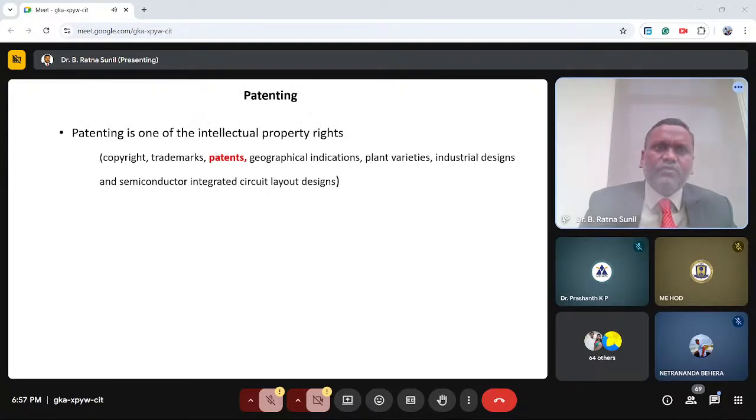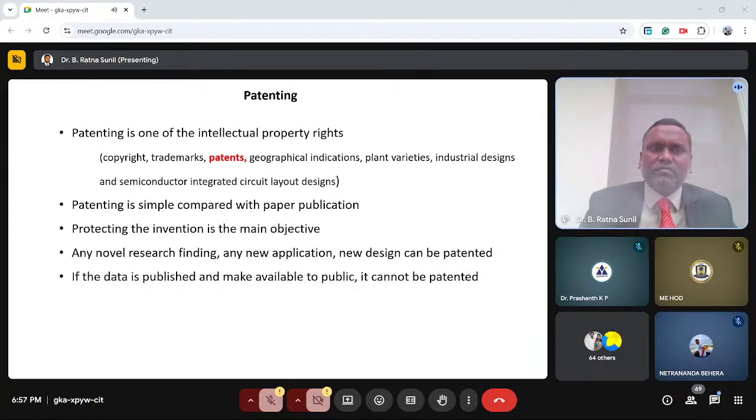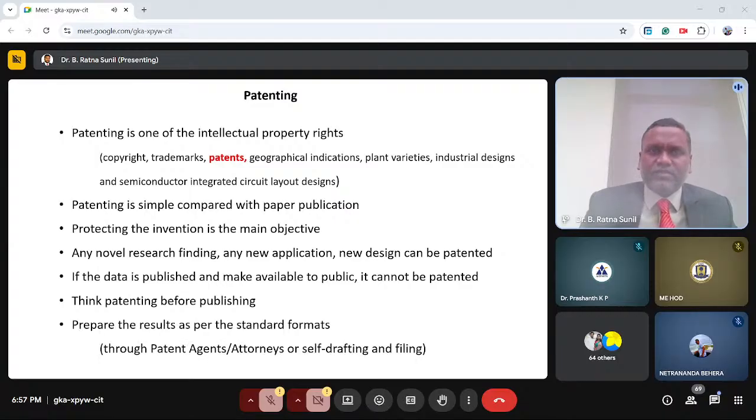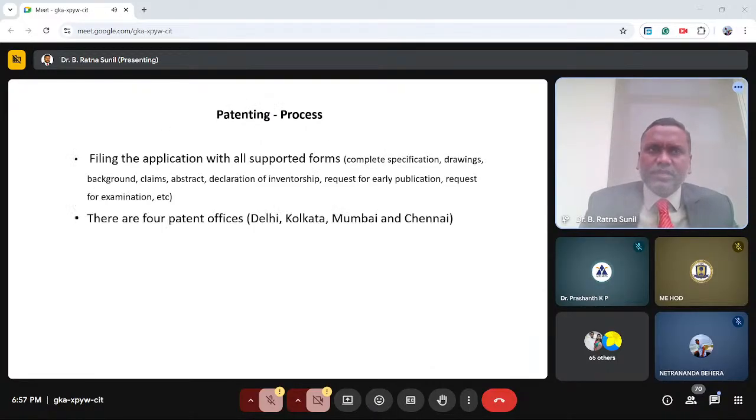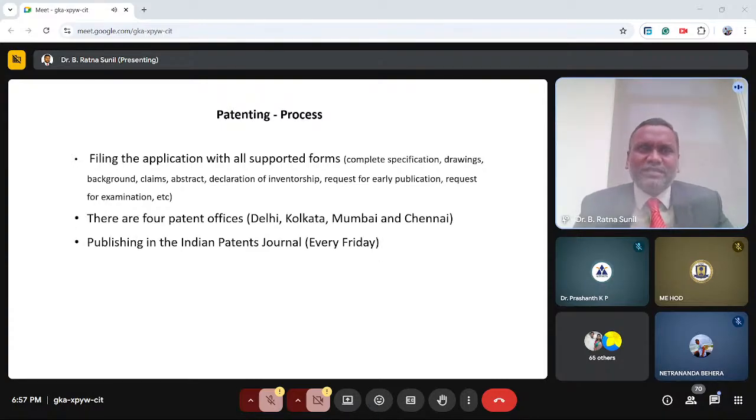So when we are doing research work, how do you acquire patents from the research work that you have? Quickly, we will go through this process. First, we file the applications, which give the complete specifications, the drawing details, background, claims, and abstracts, and the declaration of inventorship. With all these details, we fill and file different forms.